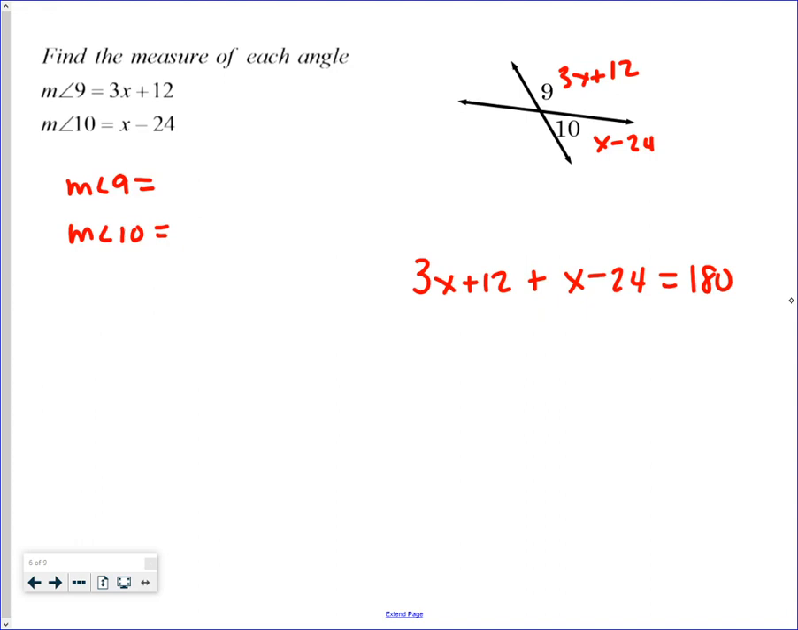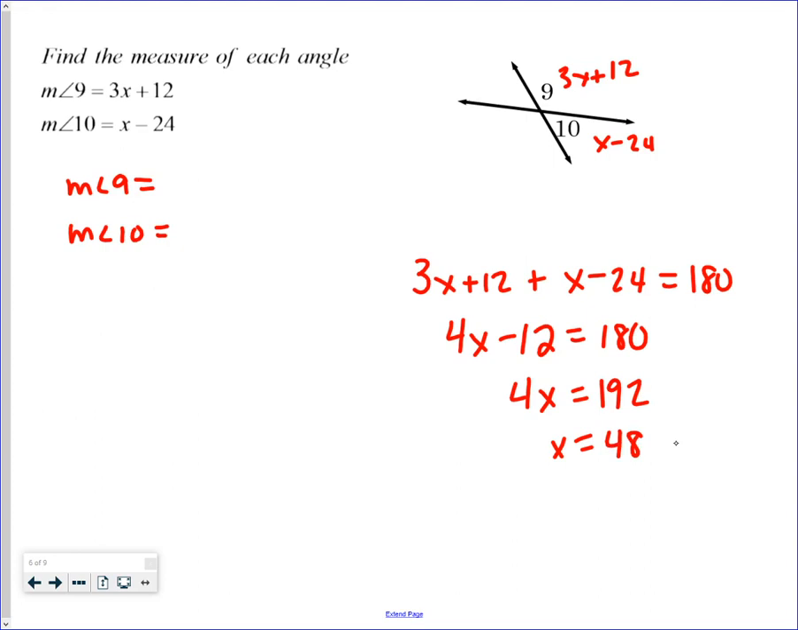We're going to combine like terms before we move anything, all right? So 3x plus 1x is how many x's? 4x, and then I have the 12 minus the 24, which gives me negative 12. Good. Still equal to 180. What do I have to do next? Add that 12. So what is 180 plus 12? 192. And then do what? Divide by 4. Anybody have that? Say it again. Good. So I got x is 48.